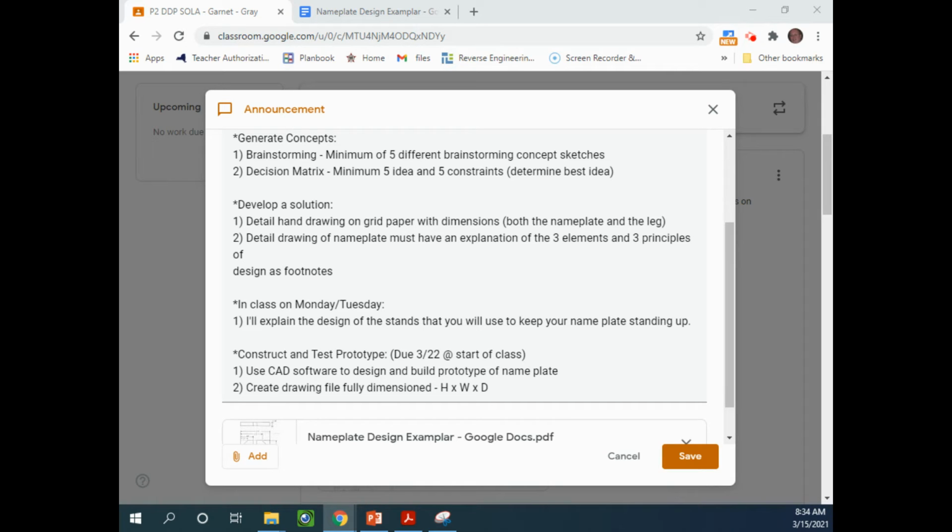Next, that's the next step anyways. So today in class, I'm going to talk about the design of the stands that we're going to use to keep our nameplate standing up. And then on 3/22, which is next week, Monday, you are going to start, if you haven't already started, to construct and test your prototype. Testing being we're actually going to run it on the laser next door, but constructing it is going to be you creating it in Onshape, okay? And you also have to make a fully dimensioned Onshape drawing of your nameplate that shows the 3 dimensions for height, width, and depth. So I'm going to show you right now, and I'll have to bring it up on the other screen. Hold on a second.